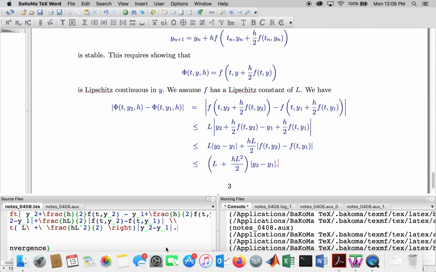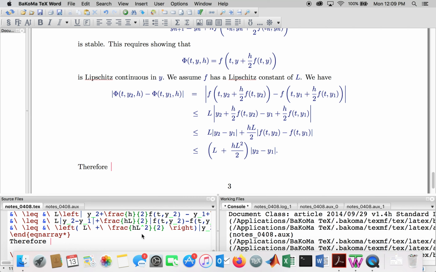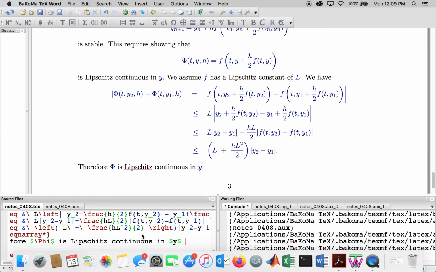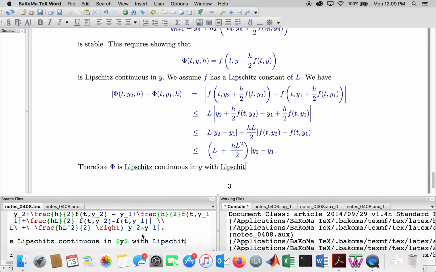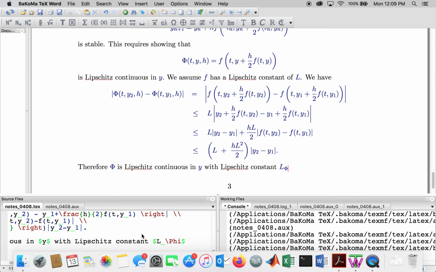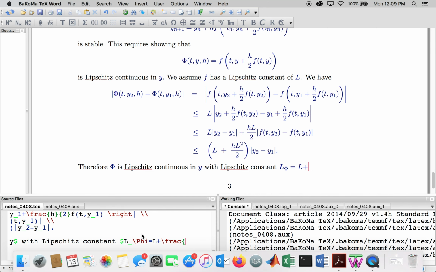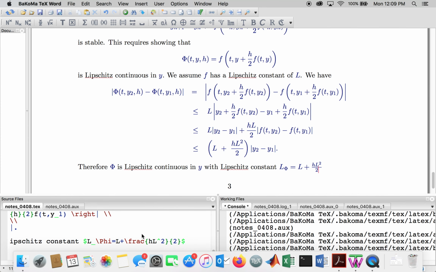Okay, so we're actually done at this point. You can say phi is Lipschitz continuous in the y variable with Lipschitz constant L_phi, which corresponds to L1 from before, and that's equal to the Lipschitz constant for f, but we have this extra term added on due to the method.